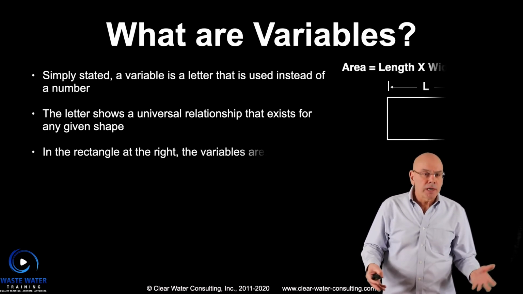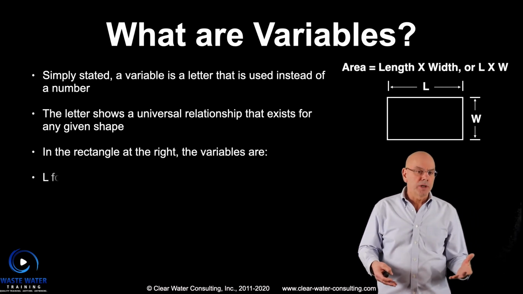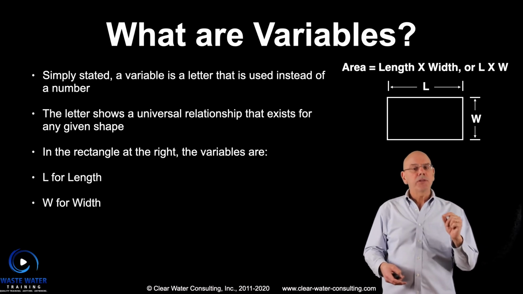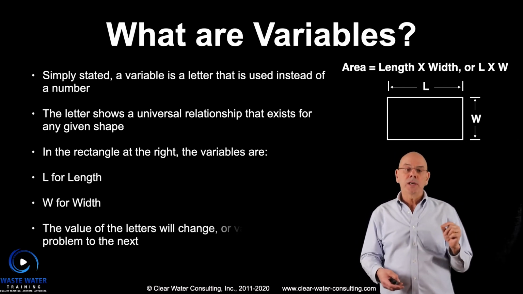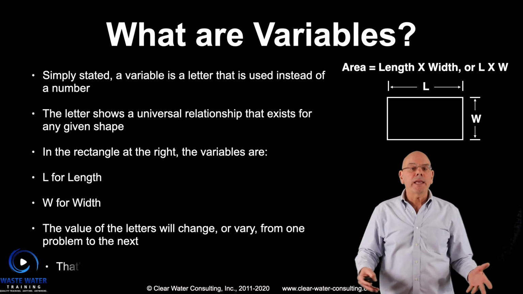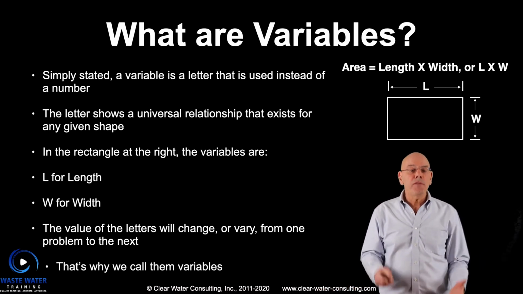In the rectangle to the right, the variables are L for length, W for width. And the value of the letter is going to change or vary from one problem to the next. That's why they call them variables, because they vary.